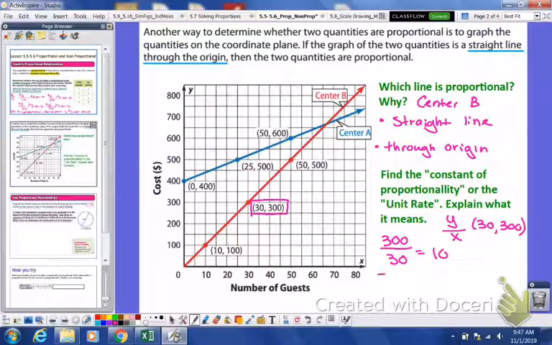That tells us it is $10 per guest, which came from looking at our labels here. Our Y was our numerator, so that's first. Our cost, so dollars per. Our X label is number of guests, so dollars per guest, $10 per guest.